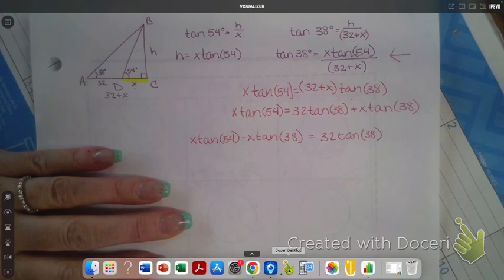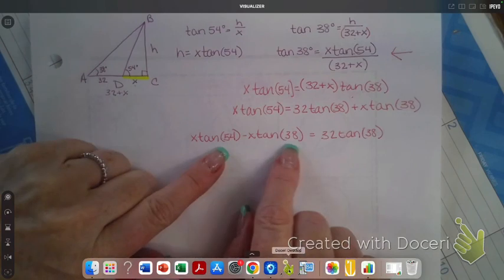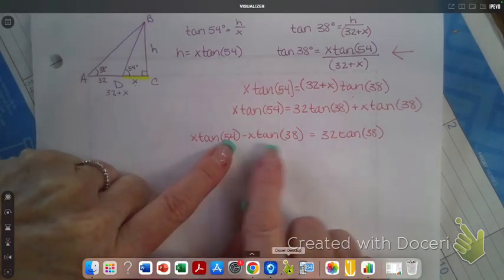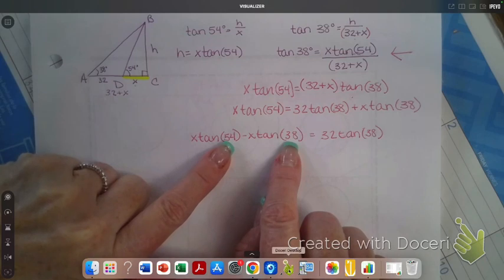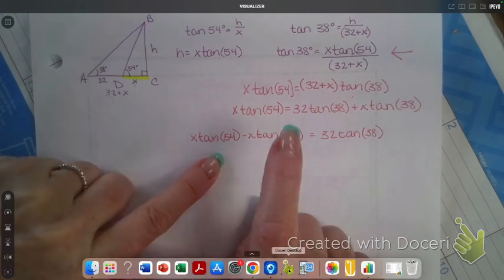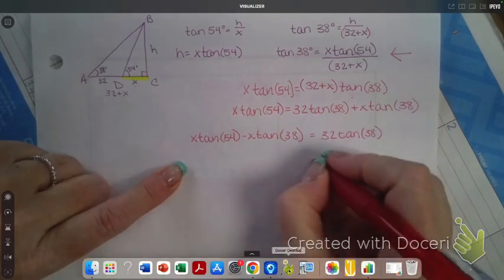Yeah. Okay, so now I have 2 x's and I want 1 x, so what do I do over here? I can't combine them because this is tangent 38 and tangent 54. They're not exactly the same. Divide, yes, but factor. Can I factor an x out of these two? Because we are going to have to divide over, but not till we can factor.